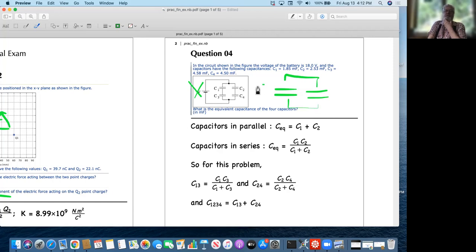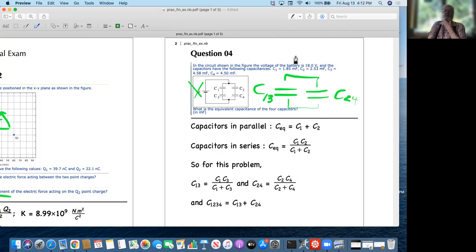This is C13. I've combined those into one equivalent capacitor. This is C24. I've combined those into one capacitor. And now these are in parallel. So C13 is parallel to C24.